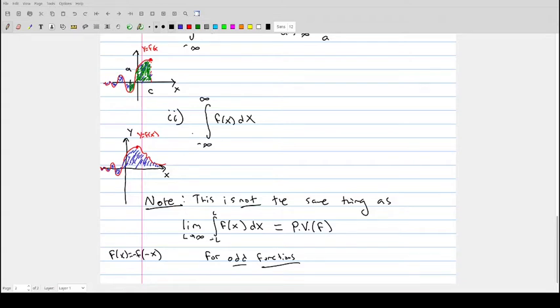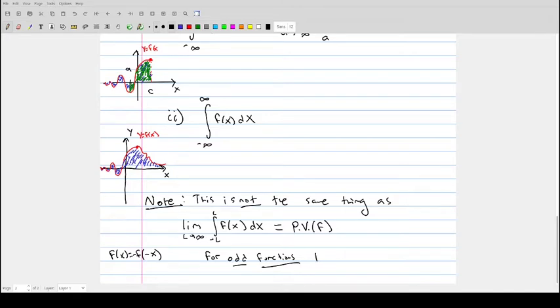This is not the same thing as the improper integral, so don't be confused here. Sometimes this integral will exist, but the actual improper integral of a function from negative infinity to positive infinity will not exist. So you've got to be very careful with this.